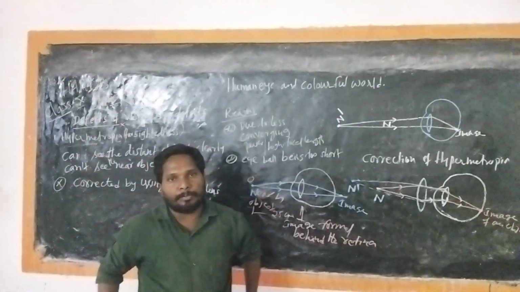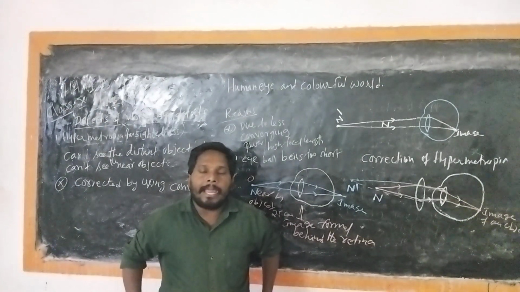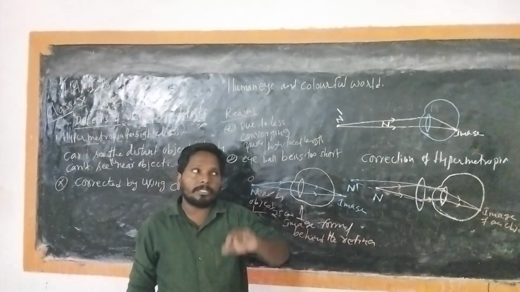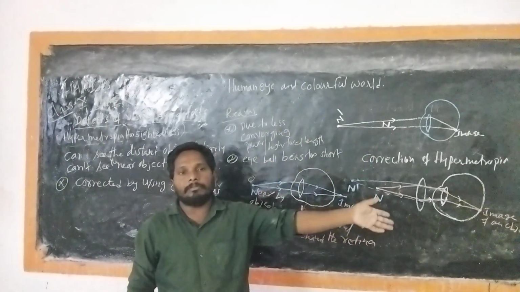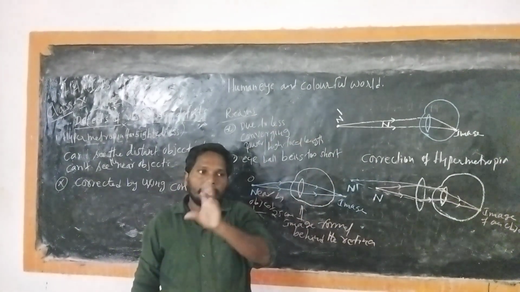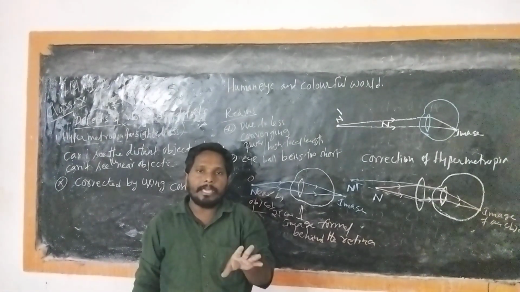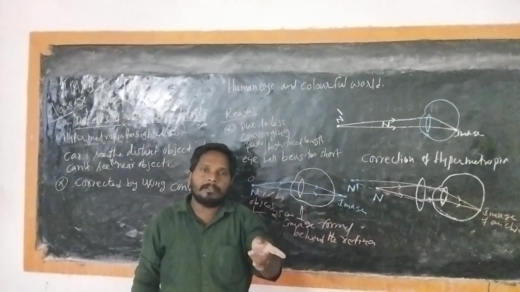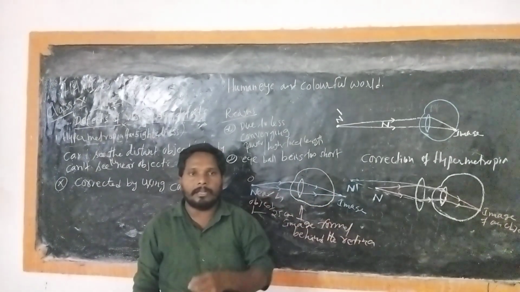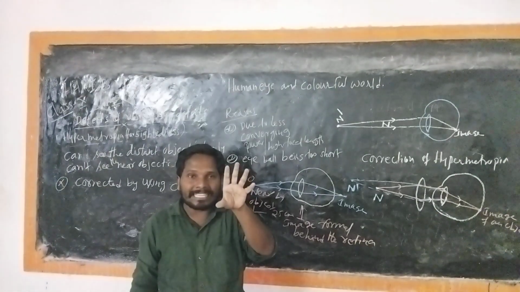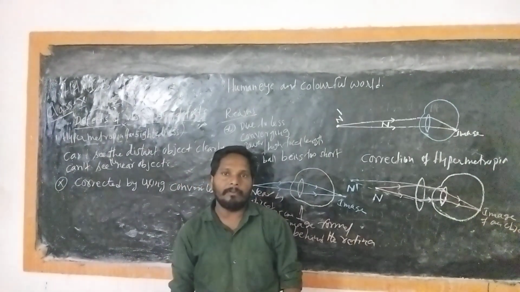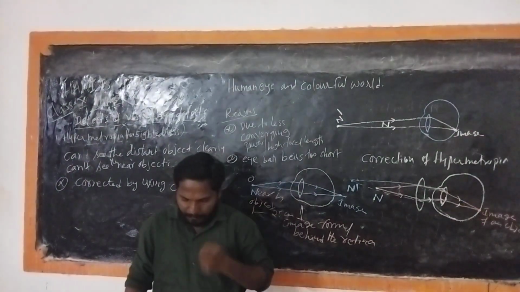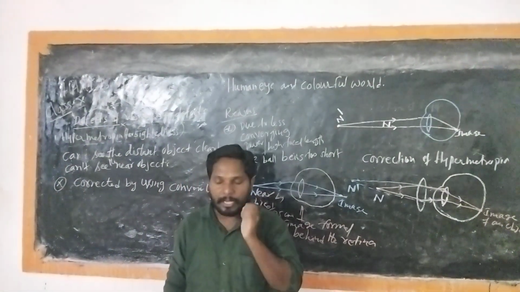Correct the hypermetropia. Hypermetropia is one of the eye defects or defects of vision. The person is able to see the far objects or distant objects and unable to see the nearer objects, because in case of hypermetropia, the image of an object is formed behind the retina due to the less converging power of the human eye.